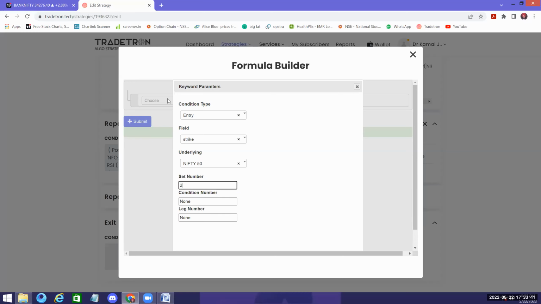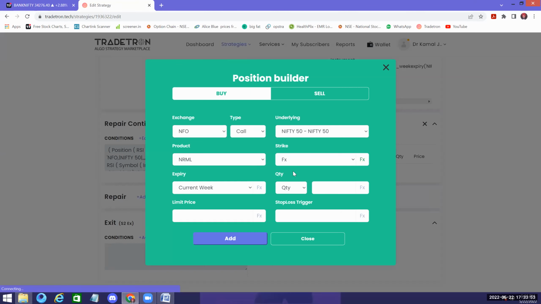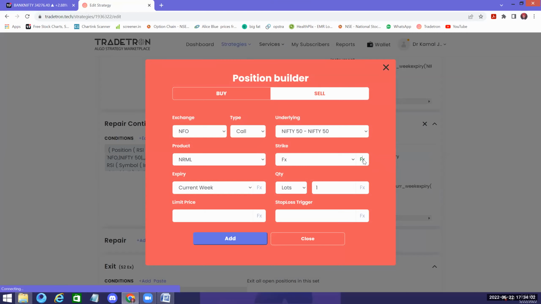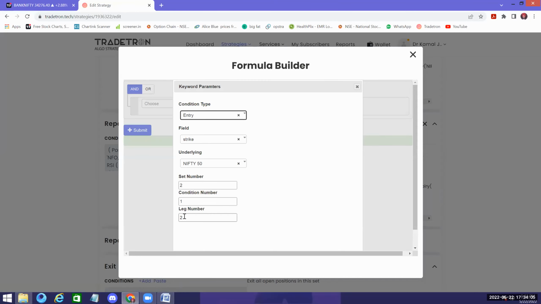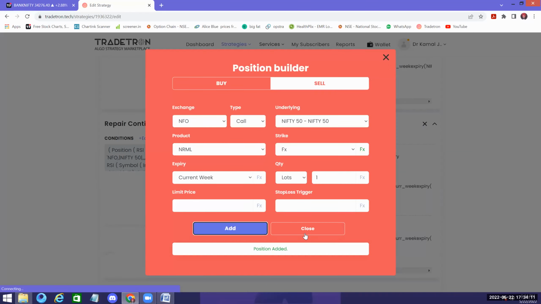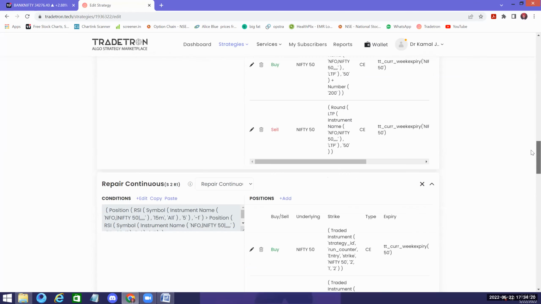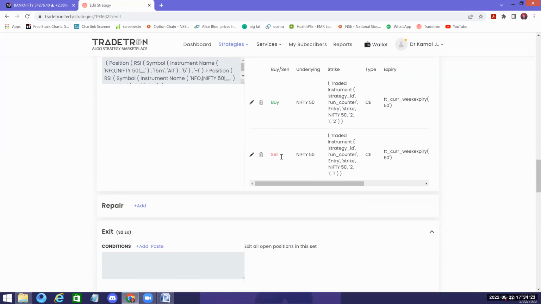Now this is set number 2, condition number 1, and the sold leg is condition leg number 2. Enter. Submit. Current week, lots 1, and add. You are done. Now you have to go and sell the buy leg, which was leg number 1. Okay. Submit, close, add, close. So you have sold the leg number 2, which you had bought, and you sold the leg you had bought.